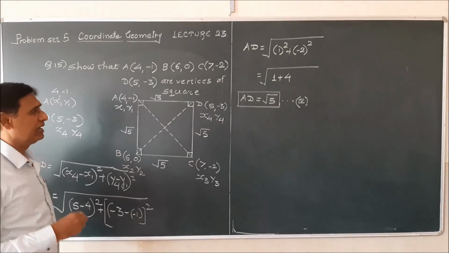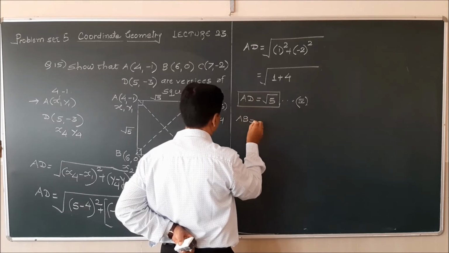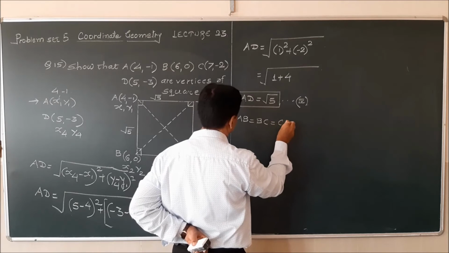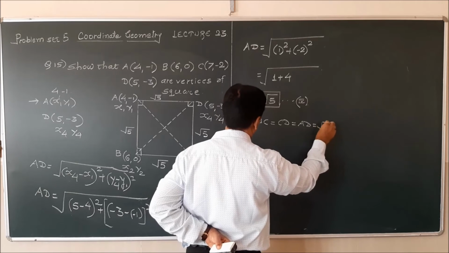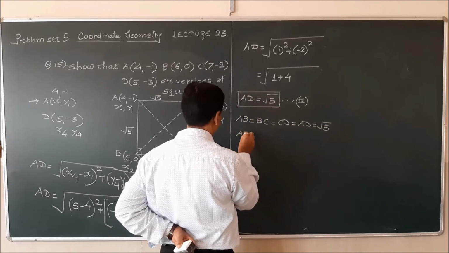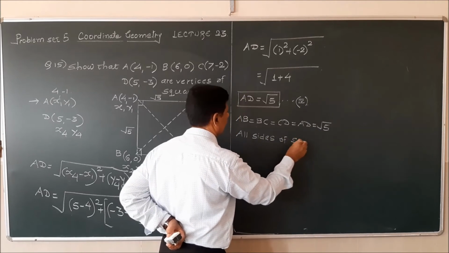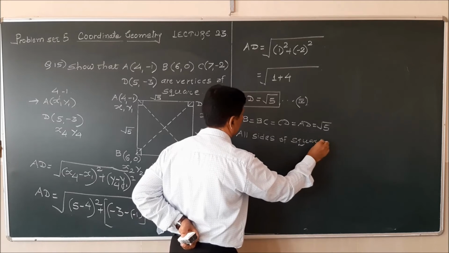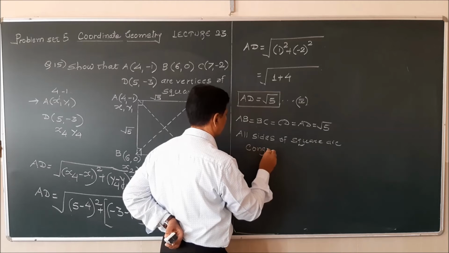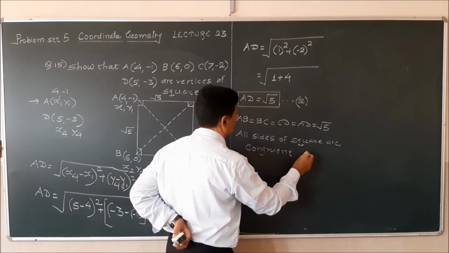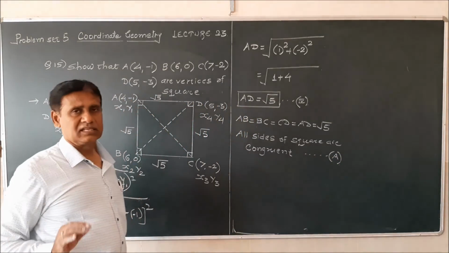Okay, so first of all we'll mention that AB is equal to BC, equal to CD, equal to DA, equal to root 5. All sides of the square are congruent. This is our result A.